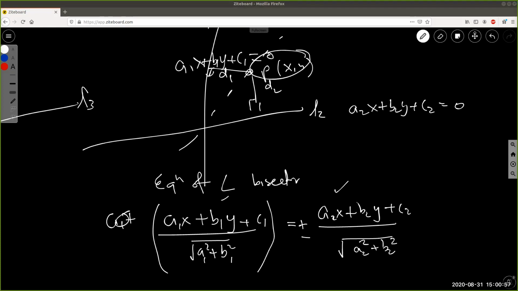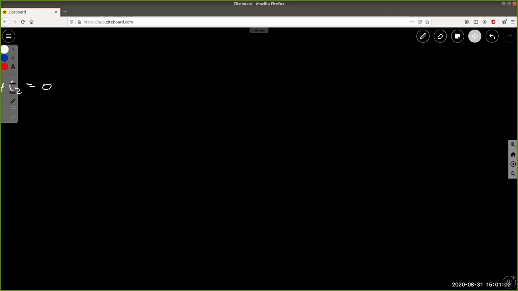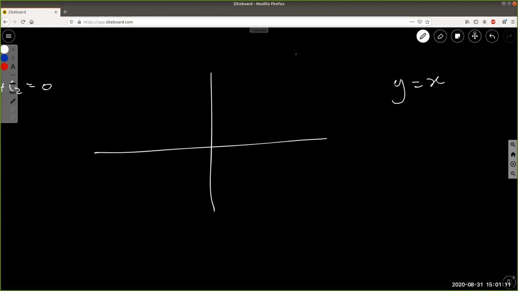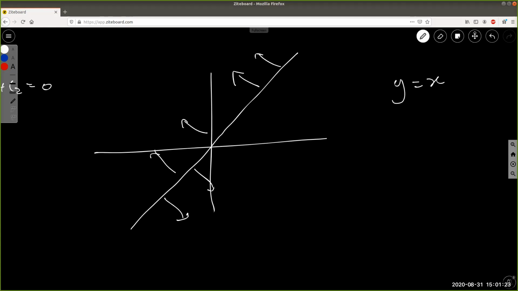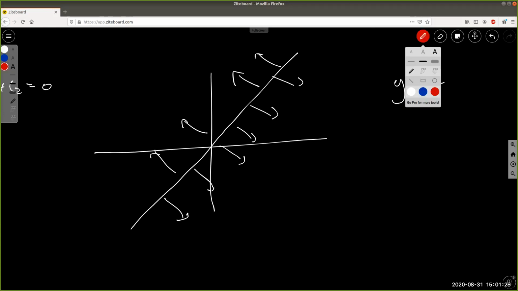And the last thing is position of a point with respect to a line. What do I mean when I say position of a point with respect to a line? Suppose there is a line y is equal to x, this line is like this. There are two sides to a line, one side is this one and the other side is this one. I'll make this colored, I'll call this the red side and this one the white side.